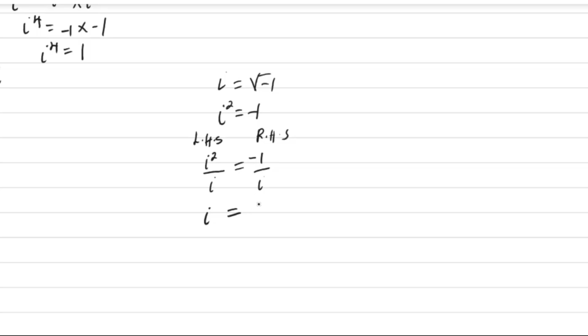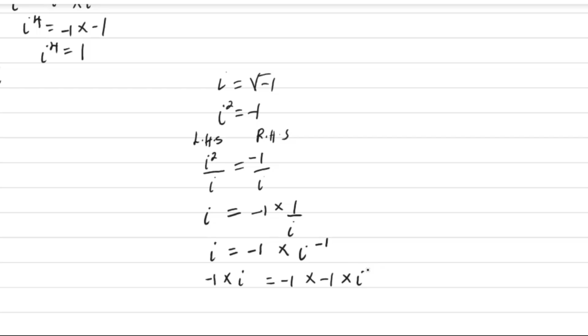Now, minus 1 over i is the same thing as minus 1 times 1 over i. So it means our i will give us minus 1 times 1 over i, which is i raised to power minus 1. So basically, if we multiply both sides by minus 1, minus 1 times i will give us minus 1 times minus 1 times i raised to power minus 1. Let me illustrate that properly.